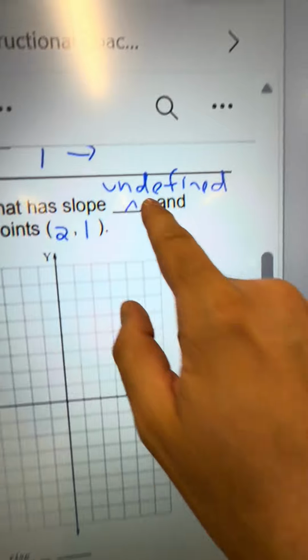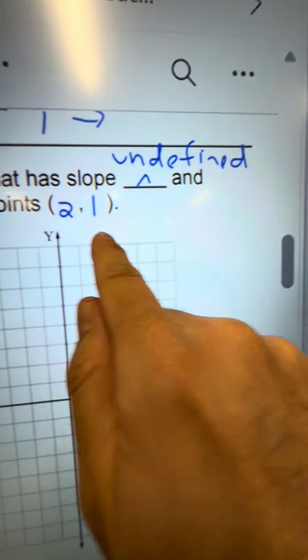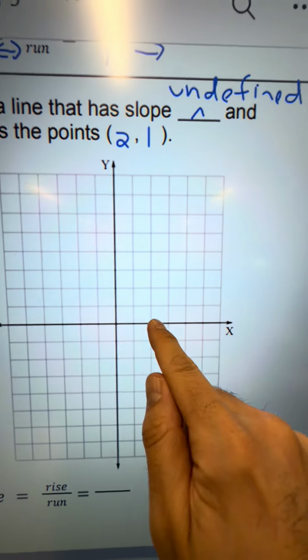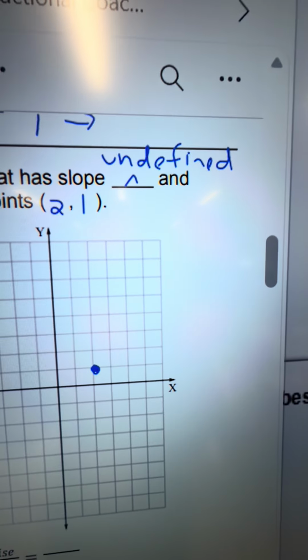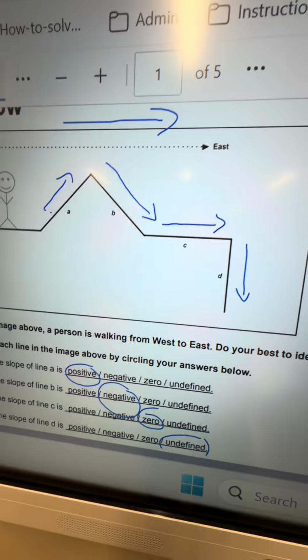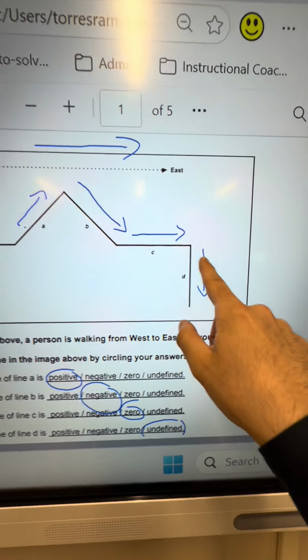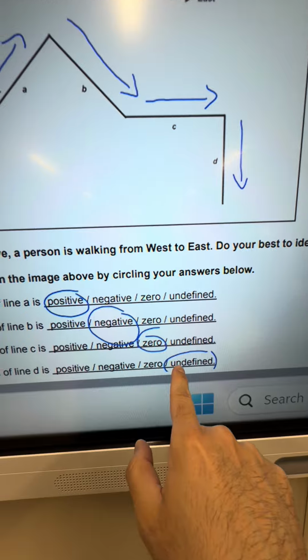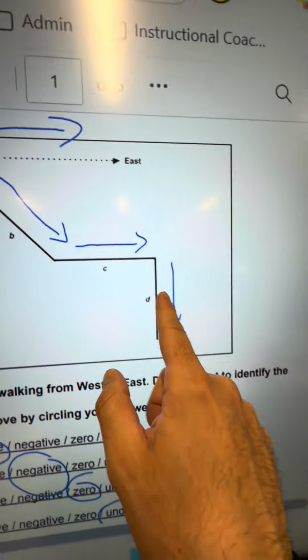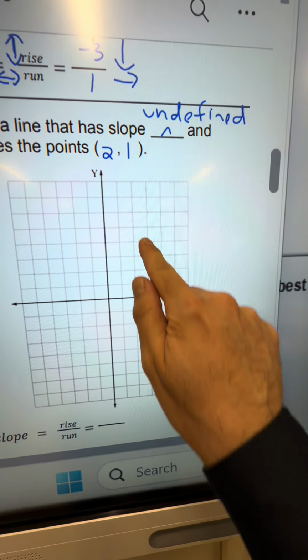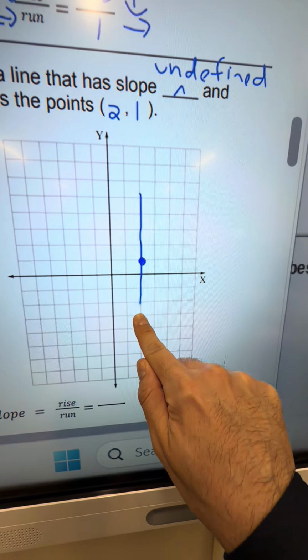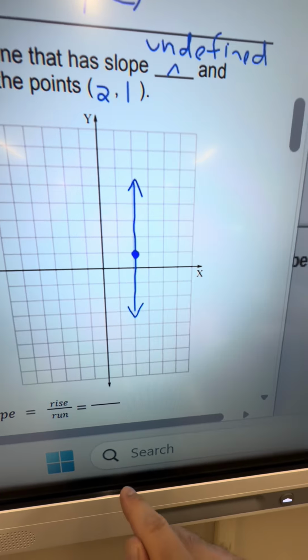Then for the last example, we're going to do an undefined slope passing through the point 2, 1. So always start with the point 2, 1. I put my point there, and my slope is undefined. You could go back to the do now if you forgot. The undefined slope, remember, was line D. Undefined slope was line D. So that's going to be a vertical line. So for this one, I know I'm going to draw a vertical line passing through this point right here.